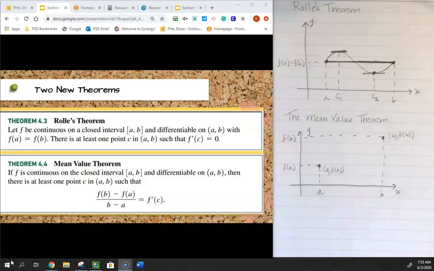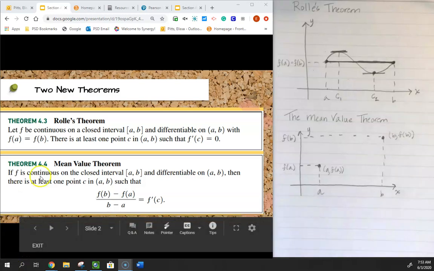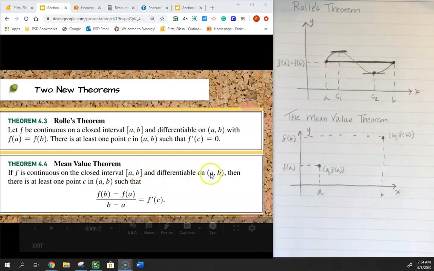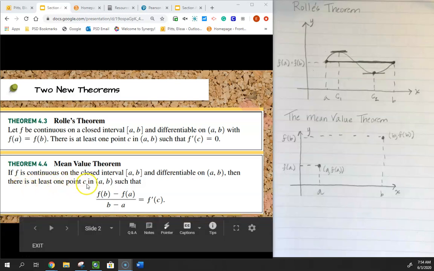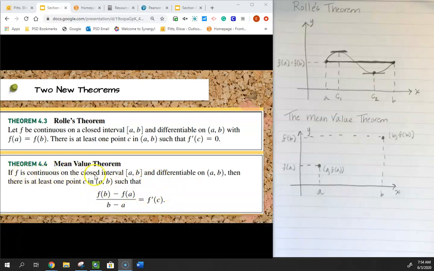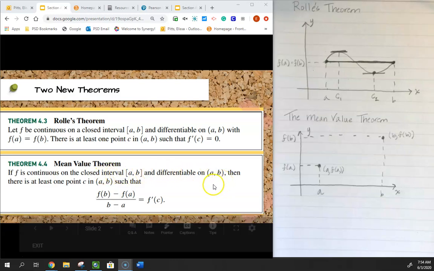So the mean value theorem, let's look at the language. If f is continuous on the closed interval [a, b] and differentiable on the open interval (a, b), then there is at least one point c in (a, b) such that (f(b) minus f(a)) over (b minus a) equals f'(c). So let's decipher that. So we need a function that is continuous on a closed interval and differentiable on that same interval.